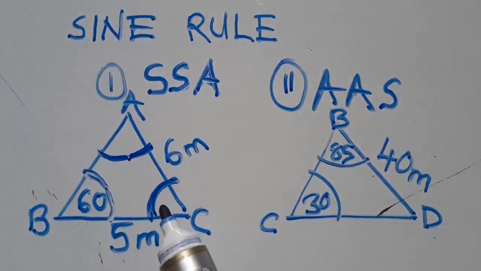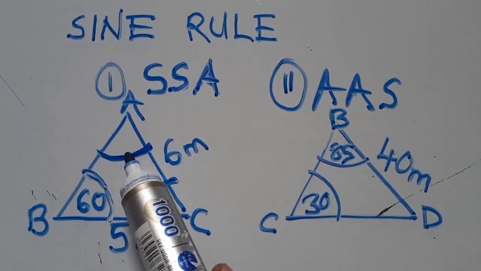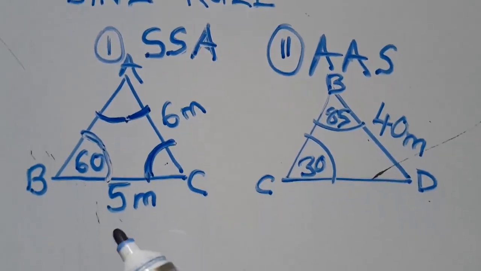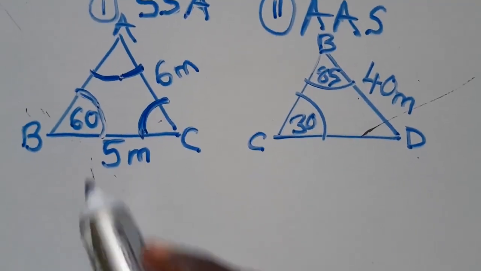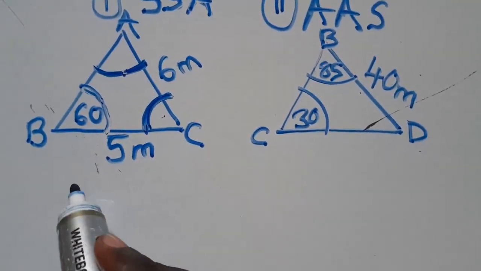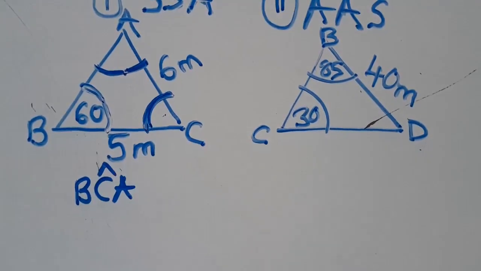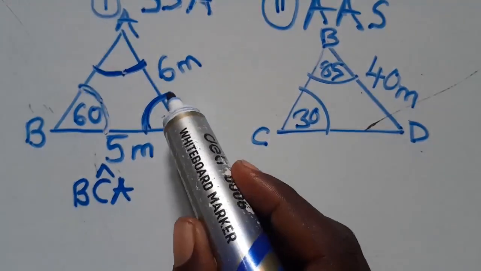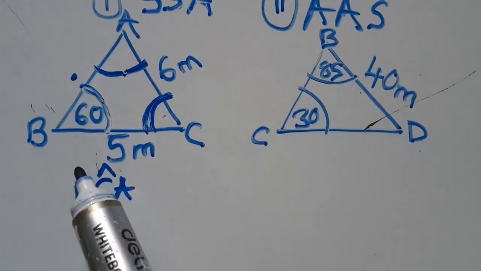So let's say you are told to find the angle that is here. How can you find it? First of all, find the angle that is there. How do you do that? We use these triangles that I've written here. Let's say in this question, you are told to find BCA, so you are told to find angle C. Angle C cannot be found directly because here we don't know the angle, and we don't know the side that is there.